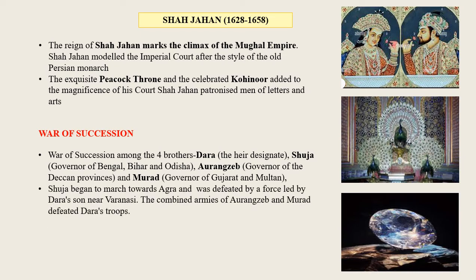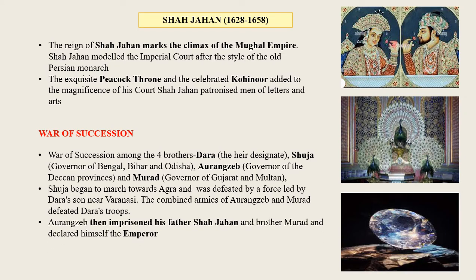Shuja began to march towards Agra. He was defeated by a force led by Dara's son near Varanasi. The combined armies of Aurangzeb and Murad defeated Dara's troops. Aurangzeb then imprisoned his father Shah Jahan and brother Murad and declared himself Emperor of India.